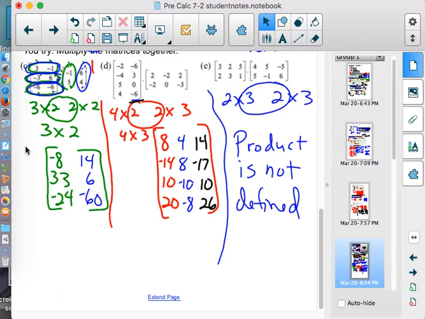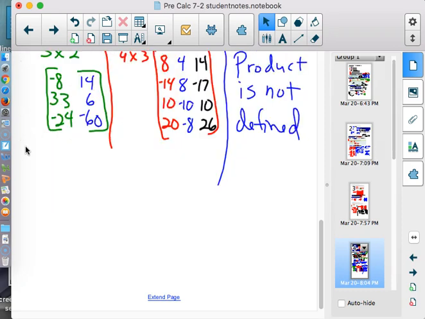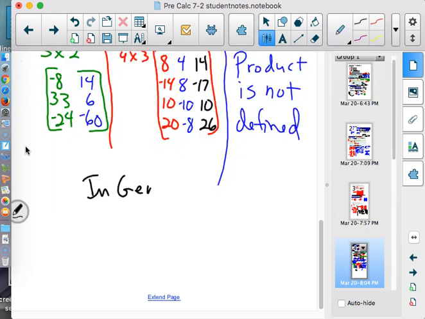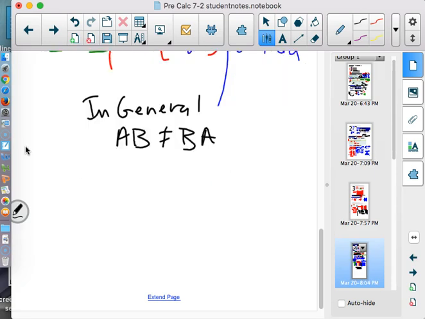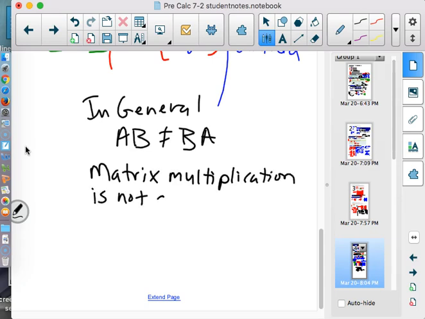Now, something we need to know about matrix multiplication is this, that in general, A times B does not give you the same answer as B times A, and that's because of the nature of multiplication. It's not as basic as just adding and subtracting entries. You know, there's more going on there. So that means matrix multiplication is not commutative.